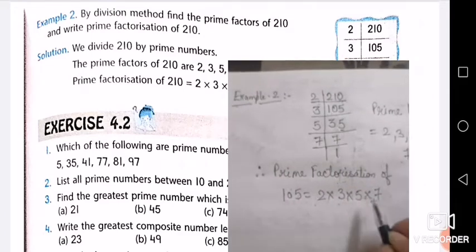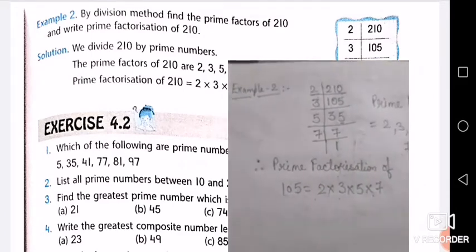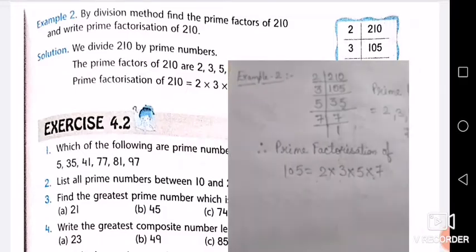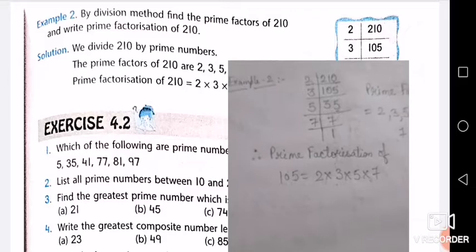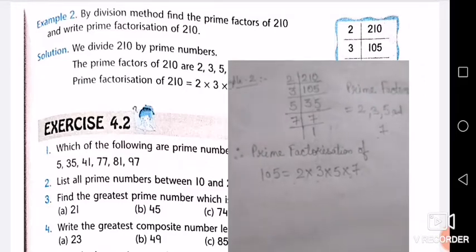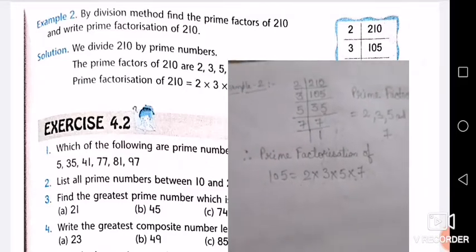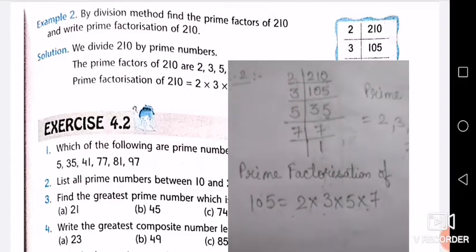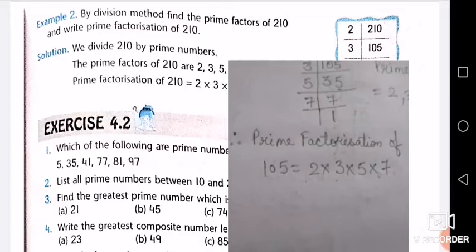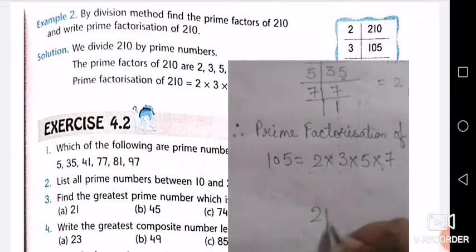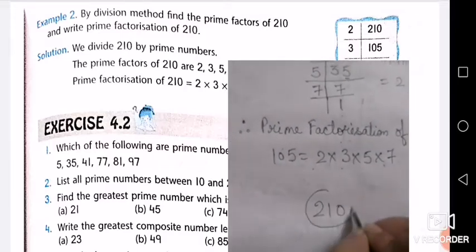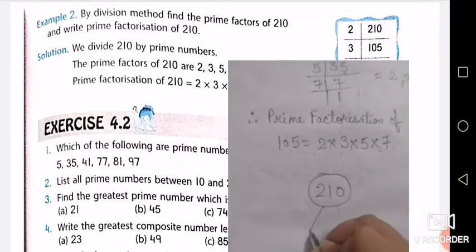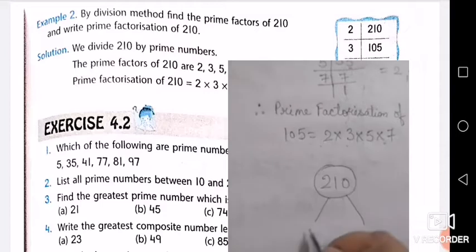Quite easy? Yes, it is easy, but still you require some practice. If you do not do proper practice now, then this division method will not be clear in your mind. So now let's do this question. Although it is not given in the book to draw a factor tree of 210, just now we have done the factor tree, so we'll practice drawing a factor tree.